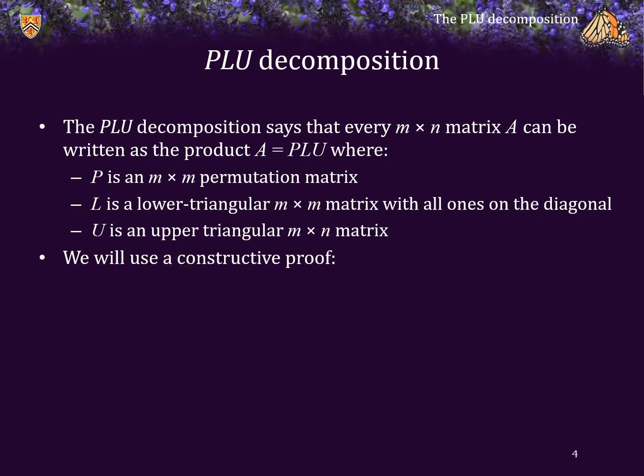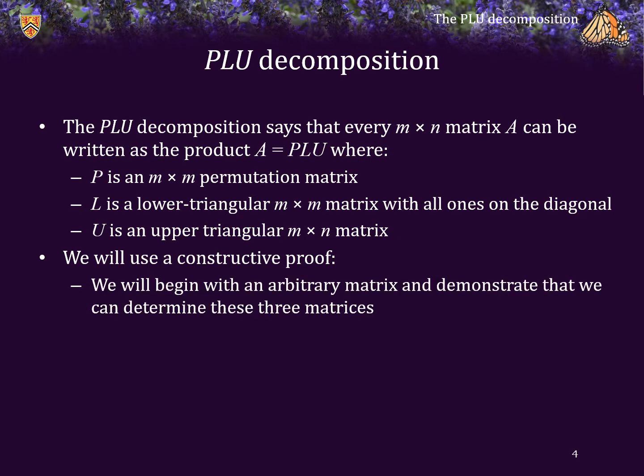Now, to build this, we will actually use a constructive proof. What we will do is we will begin with an arbitrary matrix and then demonstrate that from this arbitrary matrix we can determine these three matrices P, L, and U.